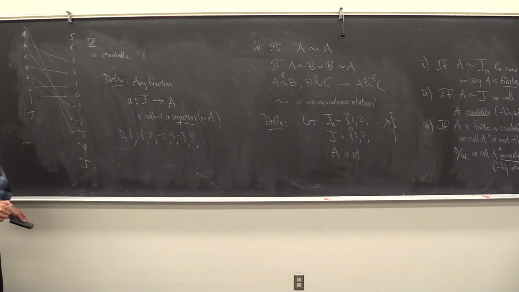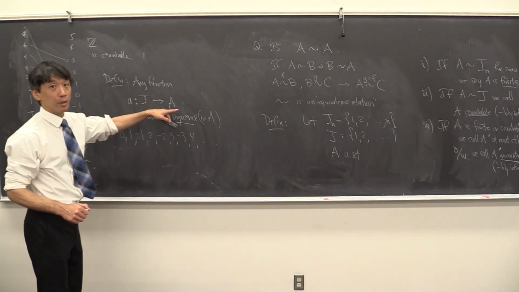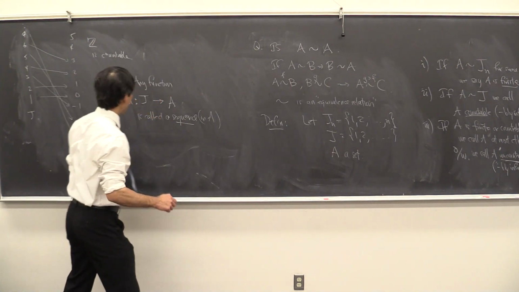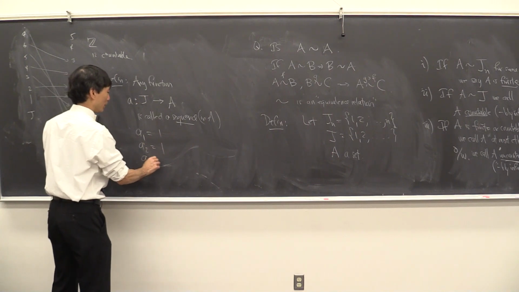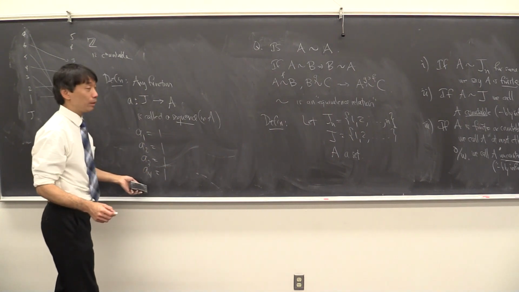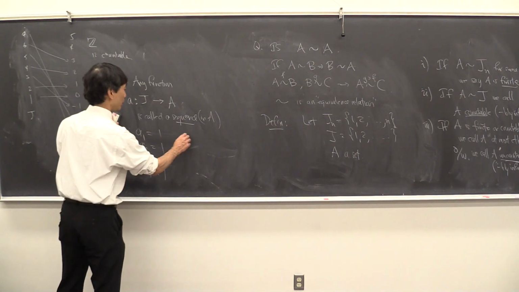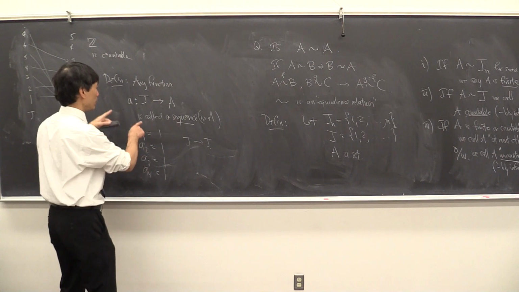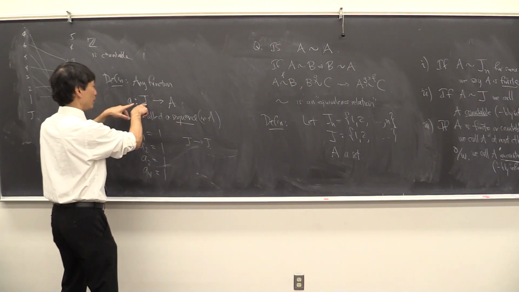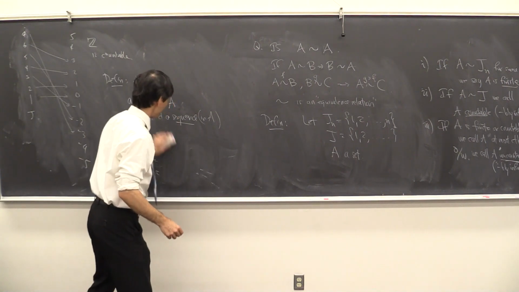Do we need the assumption that A is equivalent to J in order to have that function? No. This is just a map into A. For example, I could have a sequence where A1 is 1, A2 is 1, A3 is 1, A4 is 1. They're all 1. That's still a sequence. It's going from J to J, but it's not onto or anything like that. Anything that goes from the natural numbers into some set is called a sequence.